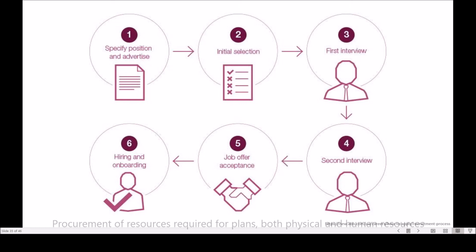We undertake induction, where we provide an overview of the role, the workplace, introduce them to their colleagues, inform them about things such as working conditions and arrangements, breaks and so forth, and do a range of induction training such as safety and any other compliance training required for the role.